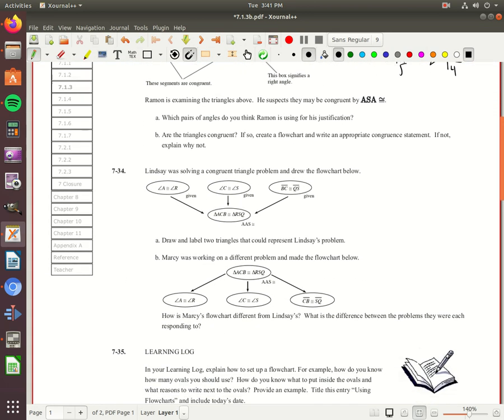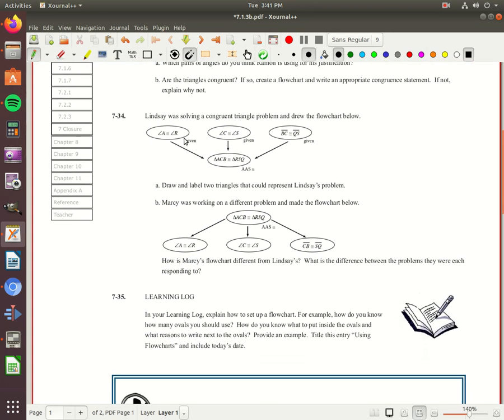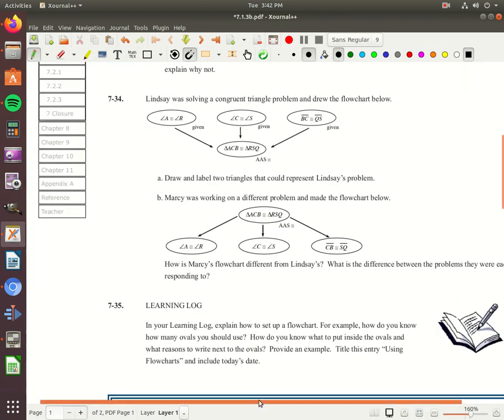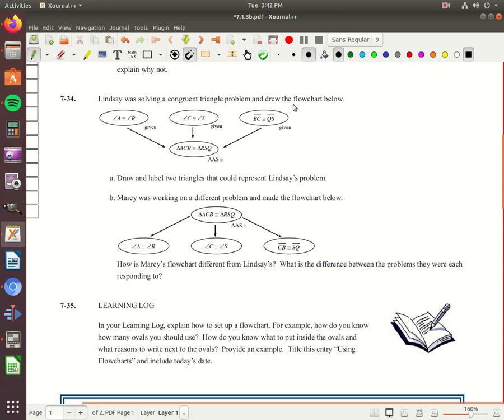So let's go here to 734. It says Lindsay was solving a congruent triangle problem and drew the flowchart below. So hey, angle A and angle R are the same, so let's do these triangles. Angle A is the same as angle R, so I'll give 1 band for each. Angle C is the same as angle S.